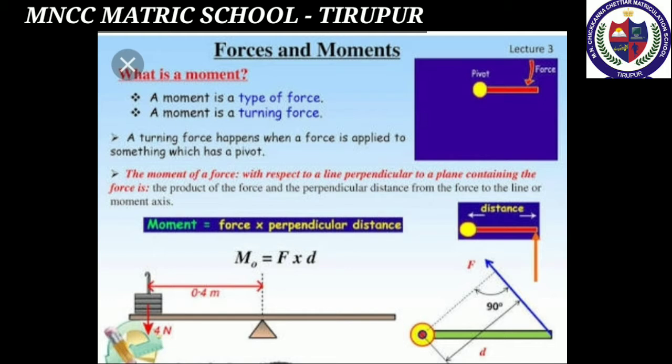The rotating or turning effect of a force about a fixed point or fixed axis is called moment of force. It is known as torque. Torque is a vector quantity. Its SI unit is Newton meter.